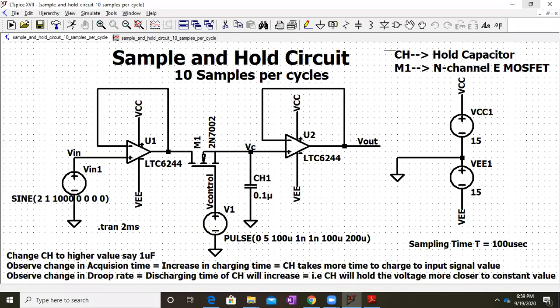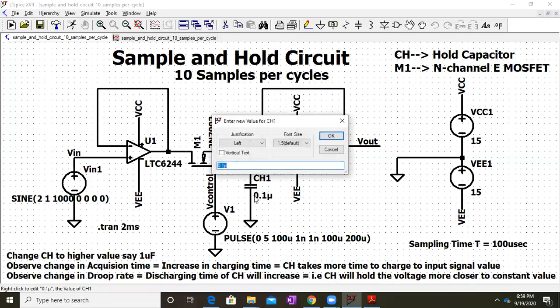One more thing is that there is an important phenomenon. If we change the hold capacitor to a higher value, let's say 1 microfarad, we will observe that there is a change in the acquisition time. There will be an increase in the charging time basically, right? We are increasing the CH value, so CH will take more time to charge to the input signal value. We will observe the change in the droop rate also. If we increase the value of capacitor CH, the discharging time of CH will increase, so CH will hold the value closer to the constant value.